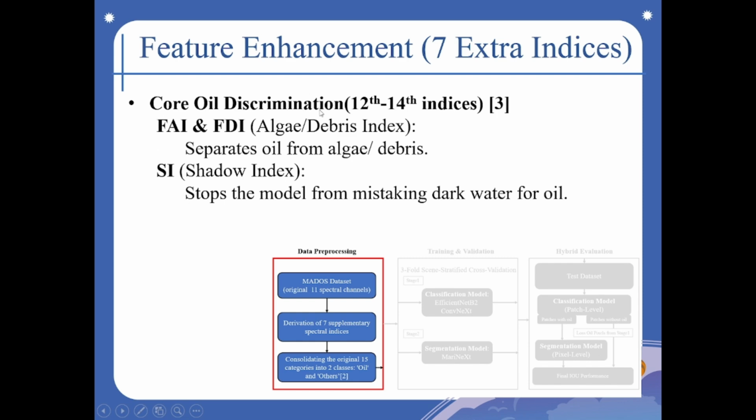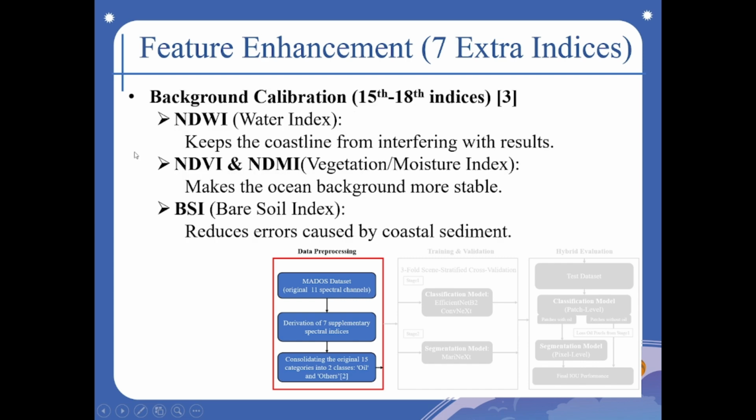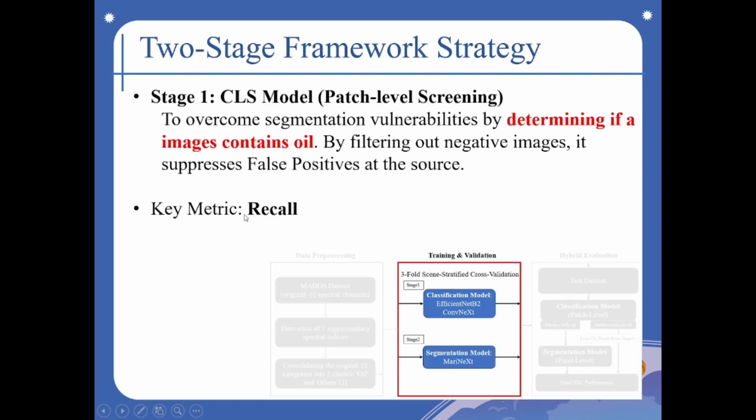First, cross discrimination, which includes the FAI, FDI, and SI, helps distinguish oil from similar things like algae and shadows. The second type is background calibration, such as MDWI, NDVI, NDMI, and BSI, helps the model ignore the coastline and spatialize the marine background. In training, we use a five-fold cross-validation strategy.